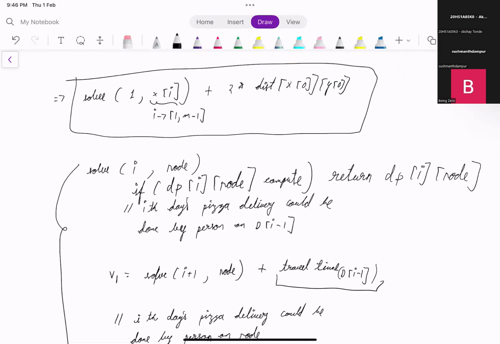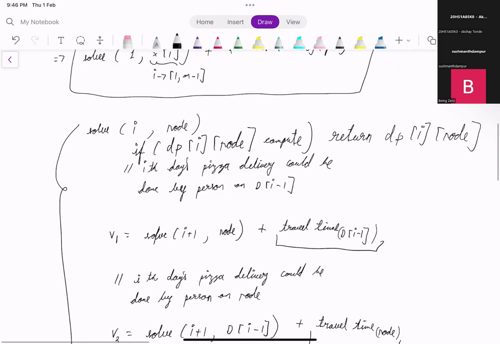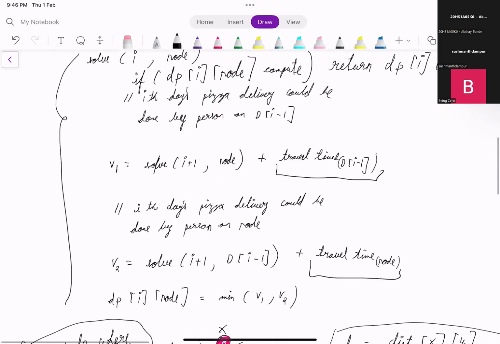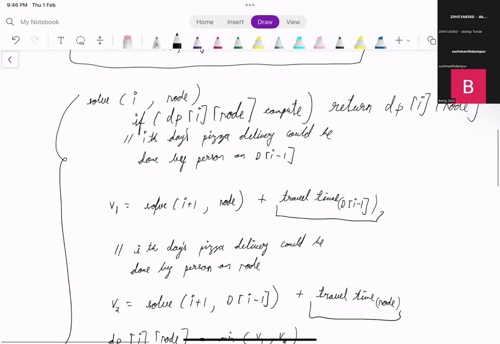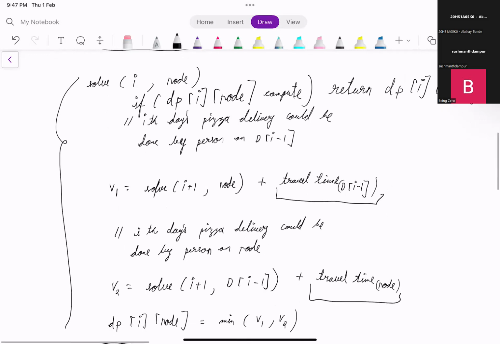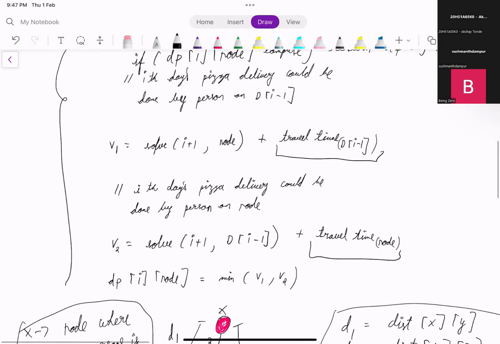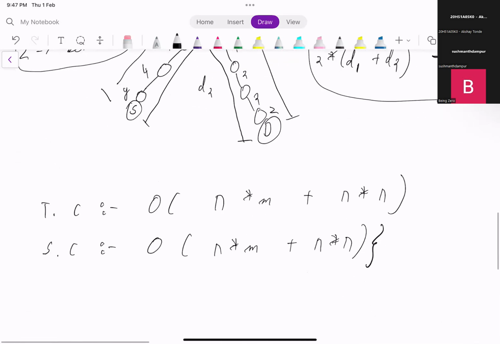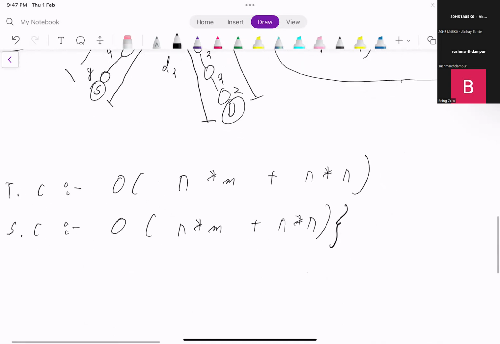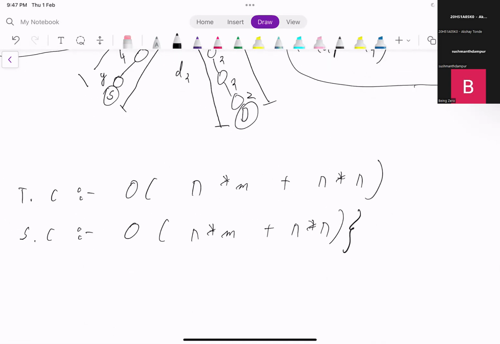So our base would be dp of 1 of x of i equal to 2 into distance of x of 0 and y of 0. And then we can look over these recursive transitions and make the iterative transitions out of the recursion. If we do it iteratively, we can do it with n into m plus n into n space.